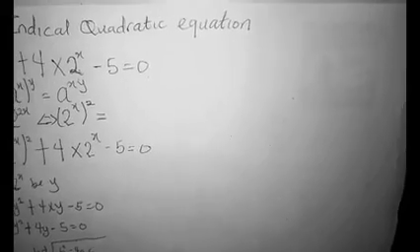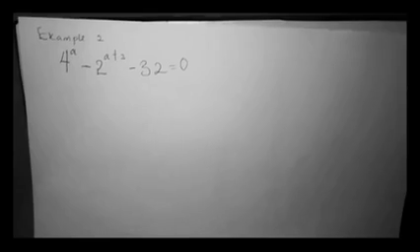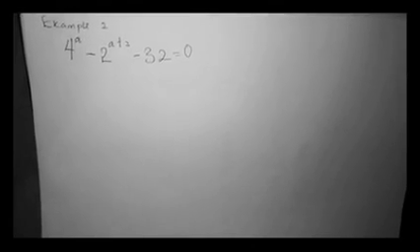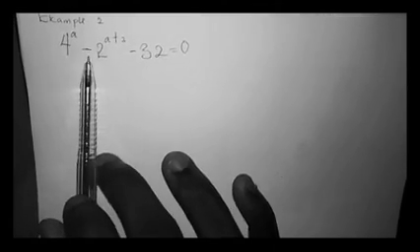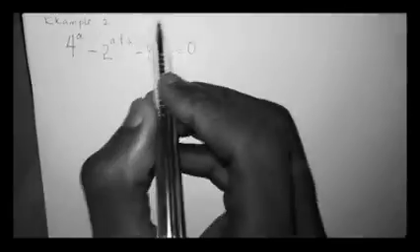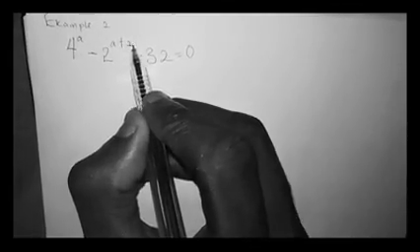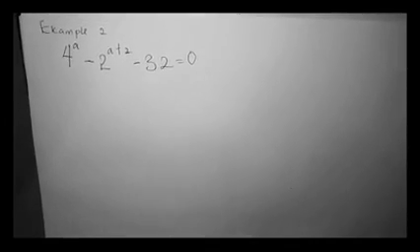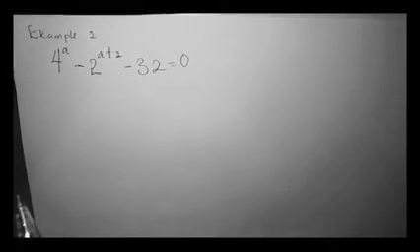Let's see one example more before we continue. Let's see example 2 here. I have a question: 4 raised to power a minus 2 times 2 raised to power a plus 2 minus 32 equals 0. How will you solve this?